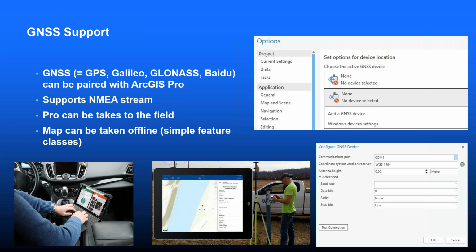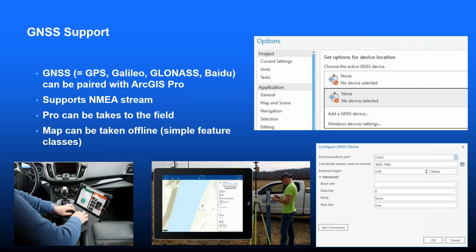GNSS support. So when we started working on GIS, we probably worked with big desktop machines or ArcInfo machines, and nowadays you can install Pro on a Microsoft Surface, that's a tablet, and you can actually take it to the field.